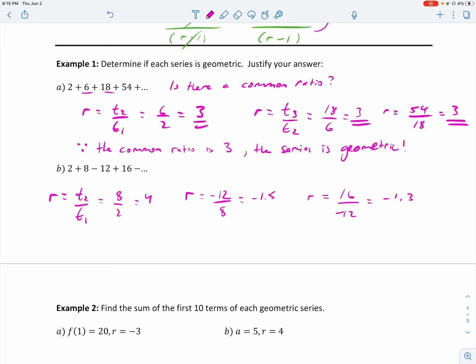Okay, so you could say since there is no common ratio, the series isn't geometric.